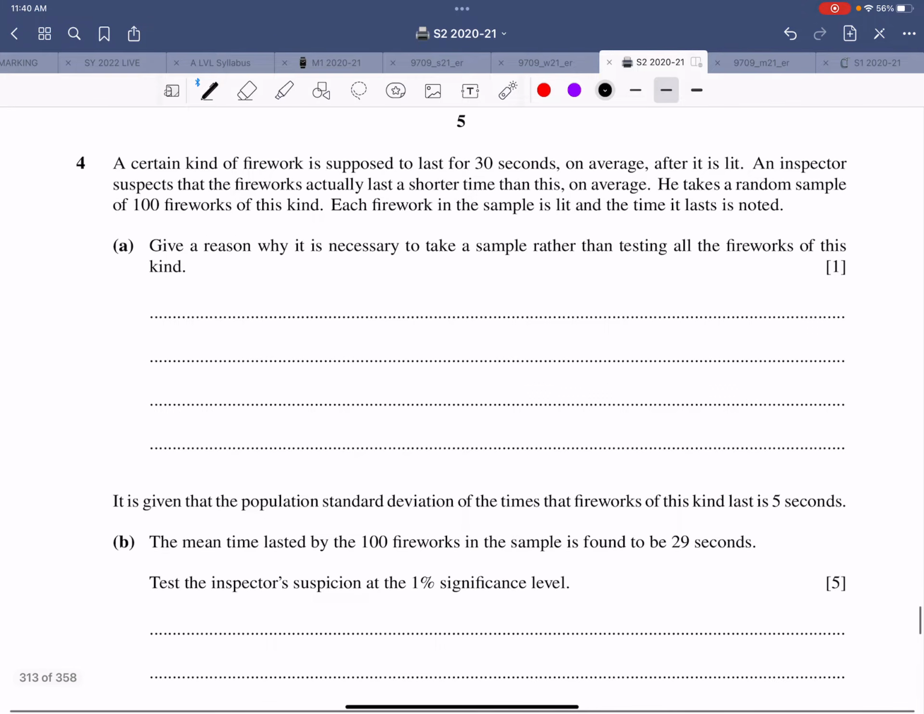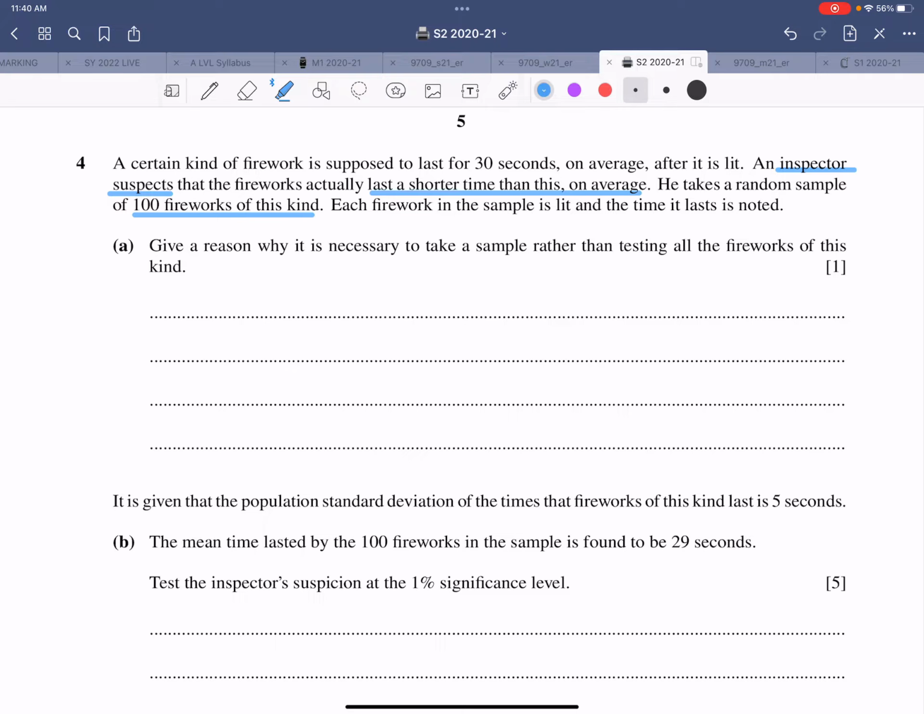Question number 4. It says a certain kind of firework is supposed to last 30 seconds on average after it is lit. An inspector suspects that the firework actually lasts shorter than this. So therefore, this is lasting shorter than this on average. And suspects, inspector, manager, these are the words that you see. He takes a random sample of 100 fireworks of this kind. Each firework is lit and the time it lasted is noted.